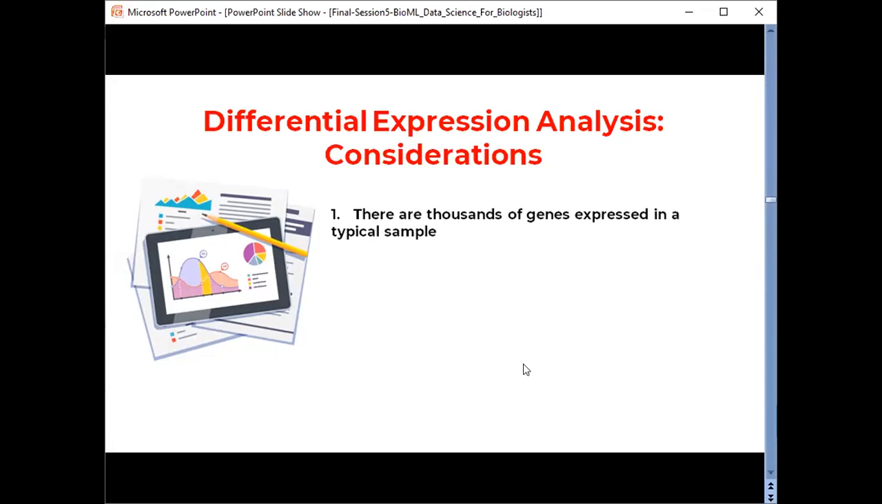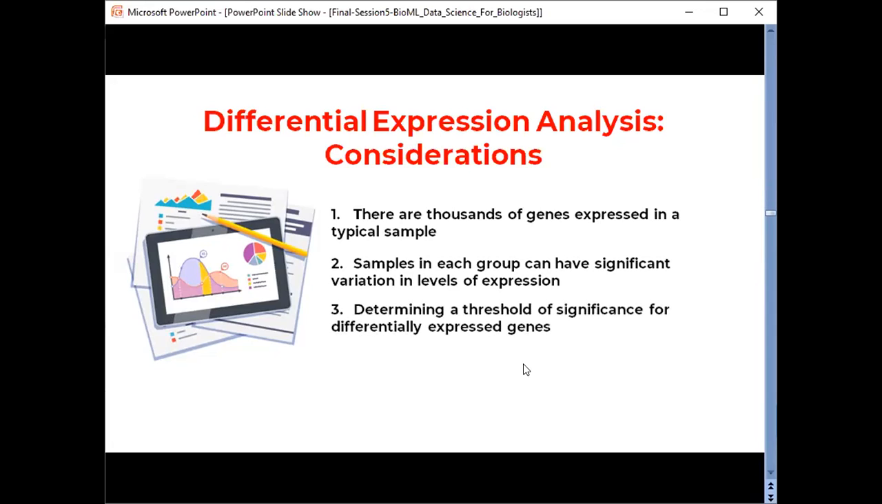There are thousands of genes in each of these samples. We might have 20,000 genes, or it could be 7,000 genes, or it could be 60,000 RNA transcripts. Then samples in each group can have significant variation in expression level. And even when there is a difference, it is hard to know what will be a significant enough difference to say that genes are truly differentially expressed. So to overcome these challenges, we have to turn to statistical methods.